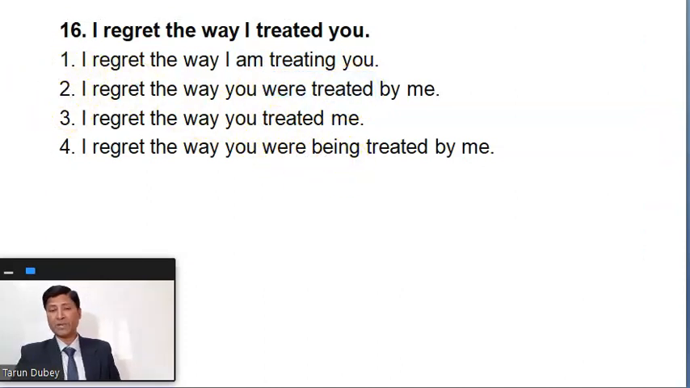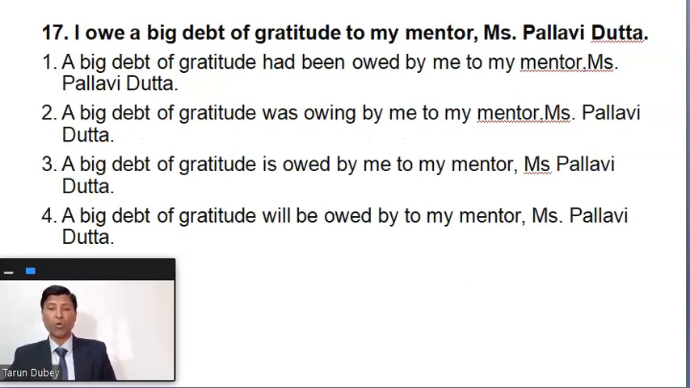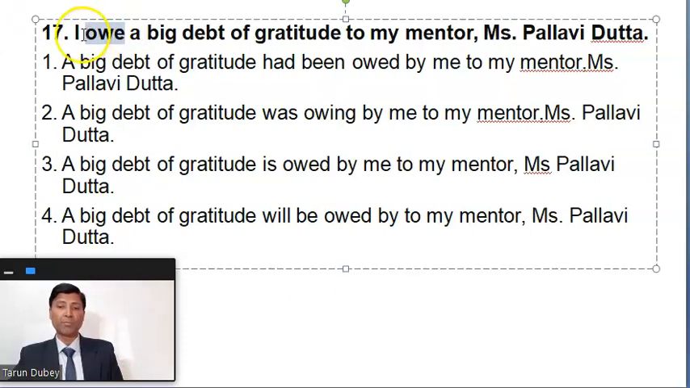Now look at question number 17. I owe a big debt of gratitude to my mentor, Miss Pallavi Datta. So what is the keyword? Main verb, or auxiliary verb plus main verb X. If there is no auxiliary verb, then main verb X is my keyword. Here it is owe, and owe is in the simple present tense. Is owed. Find is owed. This is not my answer. This is my answer.